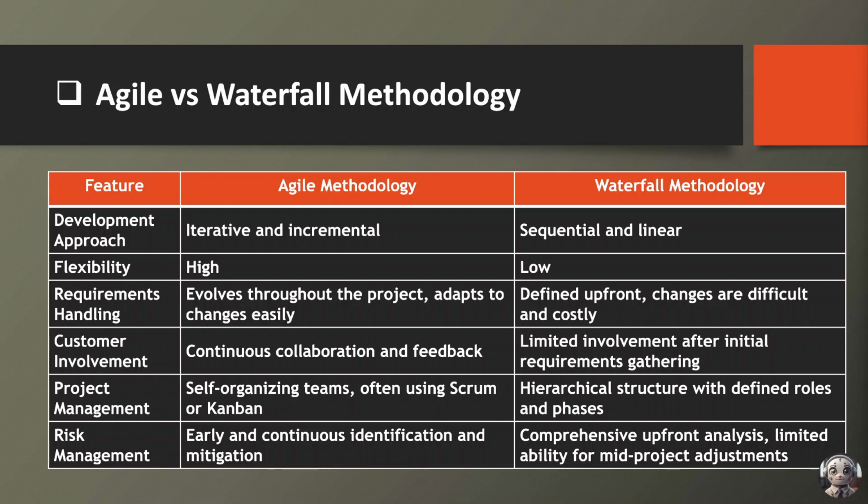Next, let's consider flexibility. Agile methodology offers high flexibility, allowing for changes to be incorporated easily throughout the project. This is ideal for projects with evolving requirements or uncertain market conditions. In contrast, Waterfall methodology provides low flexibility, as changes are difficult and costly once the project moves beyond the initial planning phase.